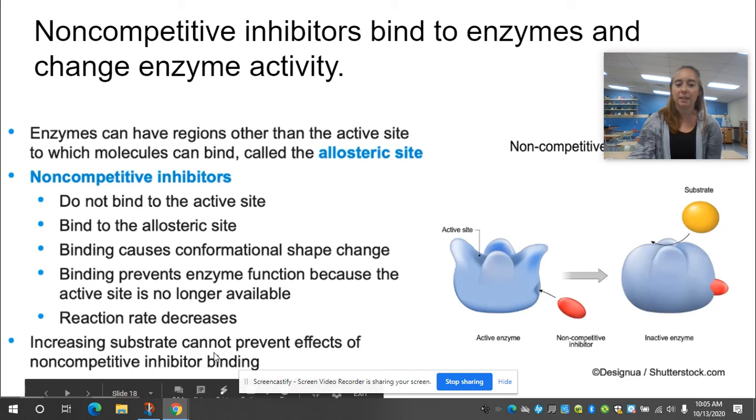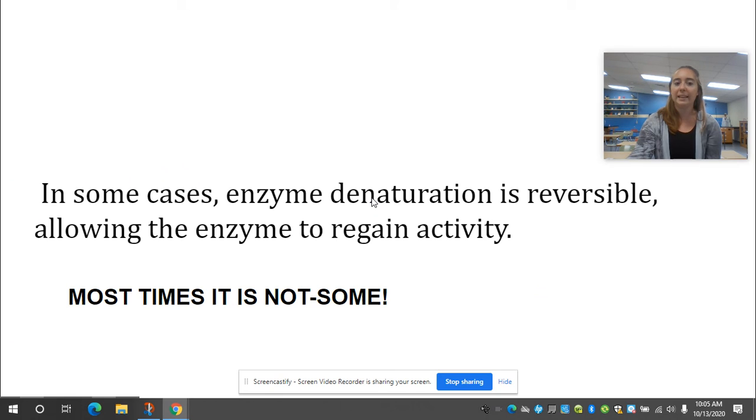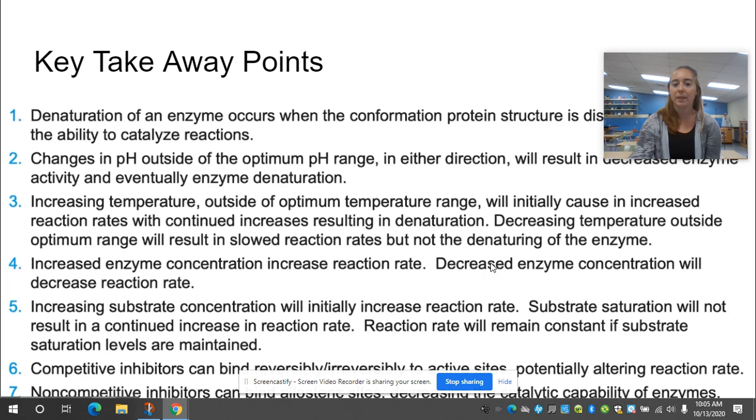Increasing substrate in this case cannot prevent the effects of a non-competitive inhibitor binding. We could have lots of substrate, but if all of the enzymes are inactive, then nothing is going to proceed. And like I said before, enzyme denaturation is reversible in some cases, but most times it is not. Sometimes it is.